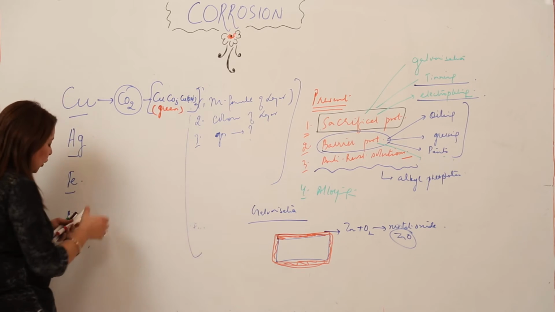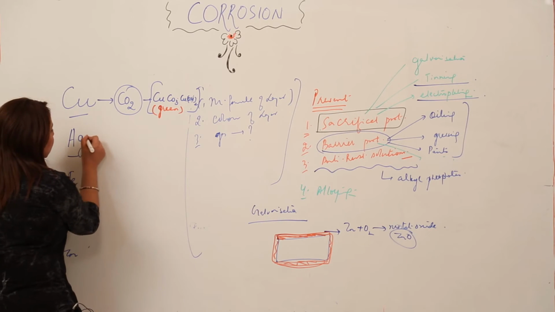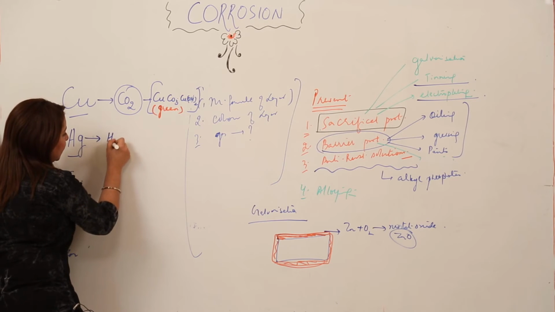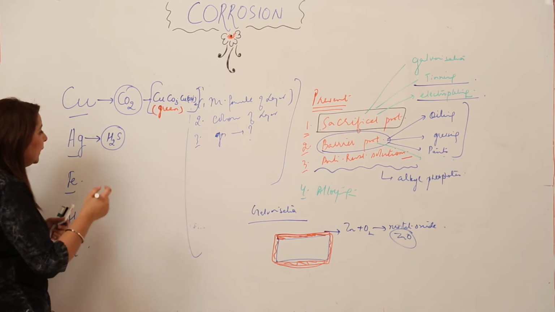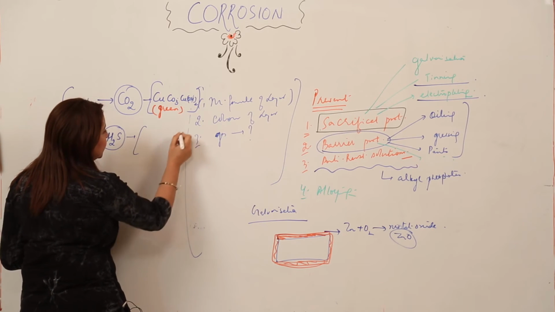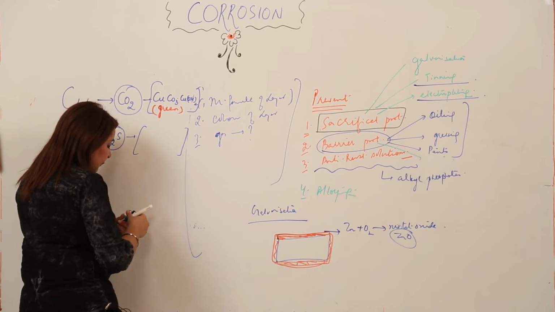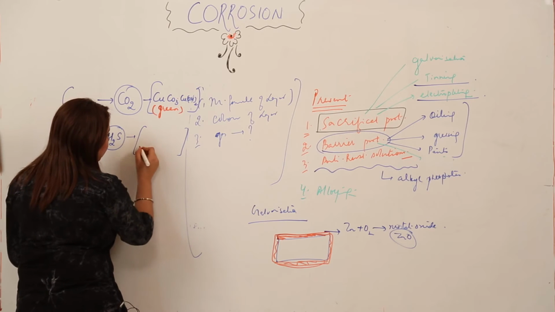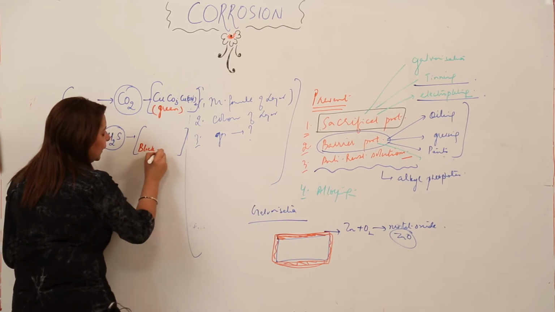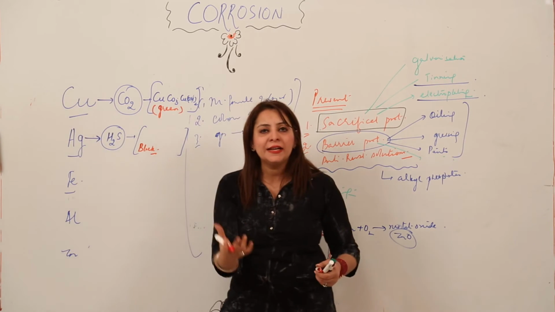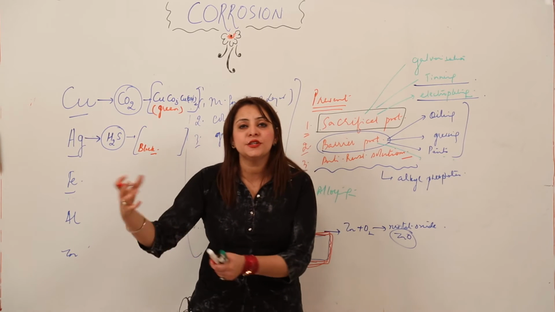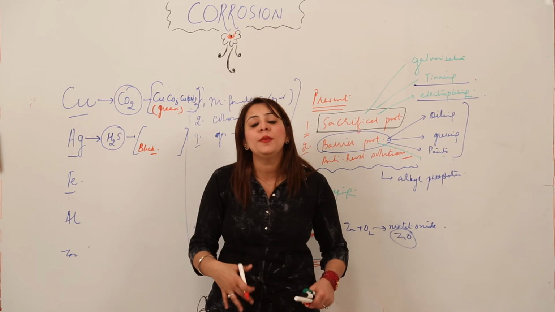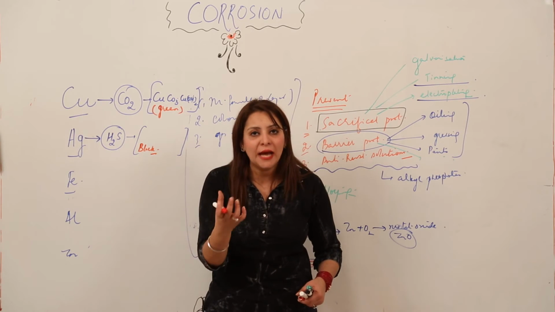And secondly, we talk about silver. Silver gets corroded in the presence of hydrogen sulfide gas, right? And what layer is deposited, and what is the formula for it? A black colored layer gets deposited on the silver. You may see, if you buy an anklet or something of silver, and you keep it in the drawer and take it out after a few months, you see that it turns black in color.